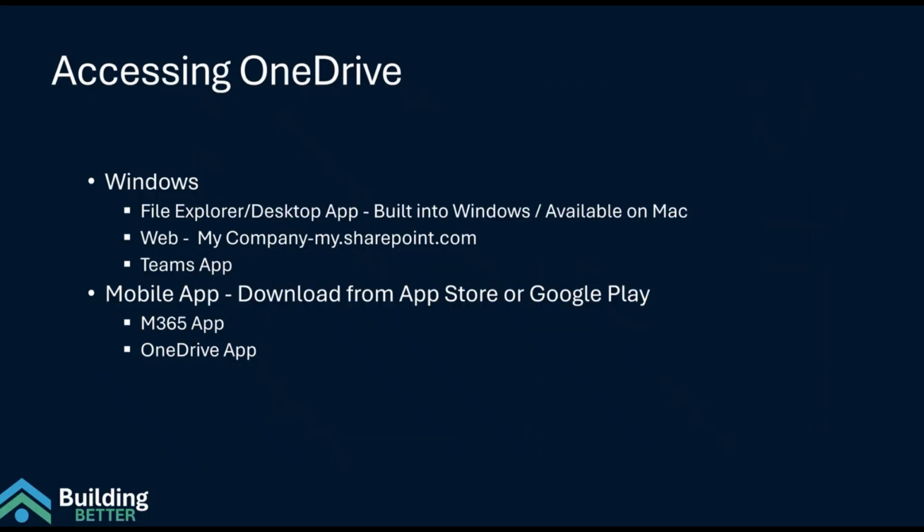Then you have your mobile apps. I won't show you these, but the two that you should look for are your M365 app. So download that. That's M365 Copilot now. Basically gives you access to your entire environment. You can do Word, Excel, Office, everything in there. Scan photos, do all those things. And then there's a dedicated OneDrive app for just accessing those. So download those, get using those.